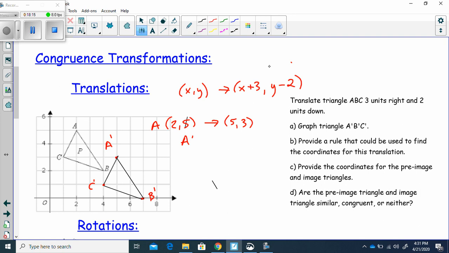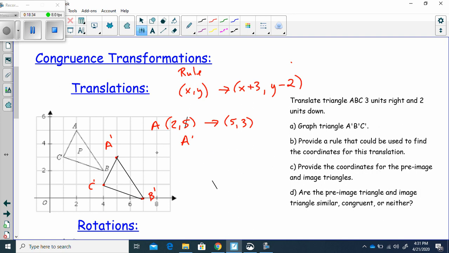So here's the rule that I could use. This is our rule. I start with XY. I add 3 to the X. I subtract 2 from the Y. And that gives me my image. Provide the coordinates for the pre-image and the image.